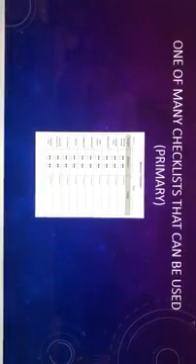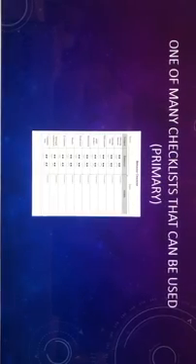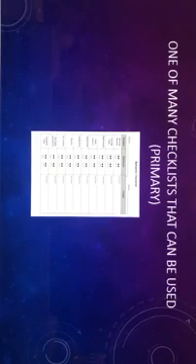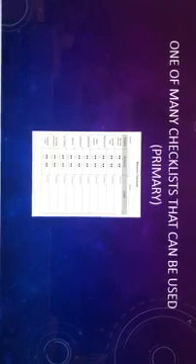Now here is an example of a checklist that can be used to monitor a student's behavior. Of course, you can see this is a primary checklist, and it has smiley faces and sad faces, and it goes by each subject during the day. This is helpful for the teacher, and it can give them better data of when the behaviors are occurring.